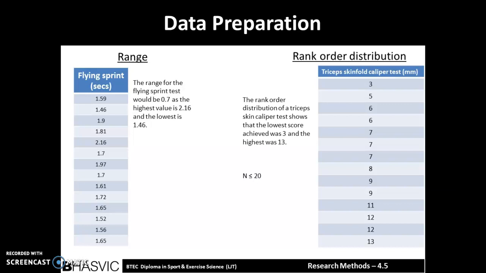Range. According to Adams, range is the difference in numerical value from the highest to the lowest values collected. In order to calculate the range, you need to subtract the lowest value from the highest value. The table above shows scores collected from a flying sprint test, which was being measured in seconds. The range for the flying sprint test would be 0.7, as the highest value is 2.16 and the lowest value is 1.46. This is because if you subtract 1.46 from 2.16, it would give you 0.7, which would be the range.